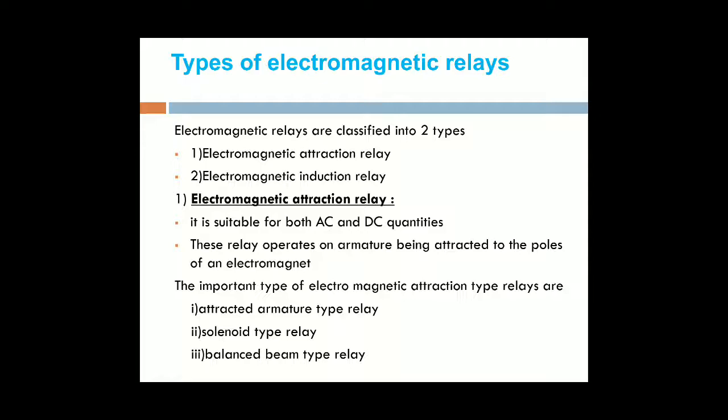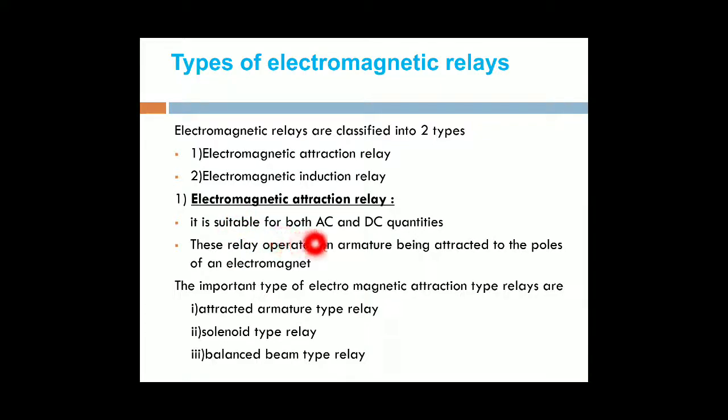Okay, next, types of electromagnetic relays. Basically, electromagnetic relays are classified into two types. One is the electromagnetic attraction relay. The second one is the electromagnetic induction relay. First one is the electromagnetic attraction relay.